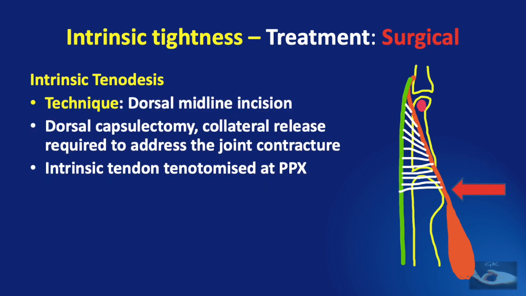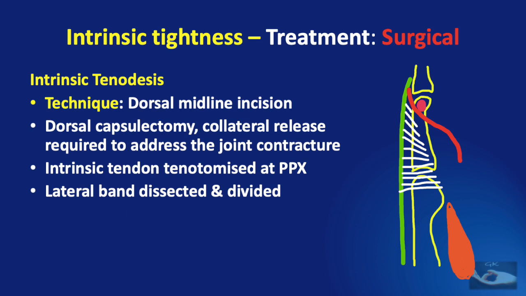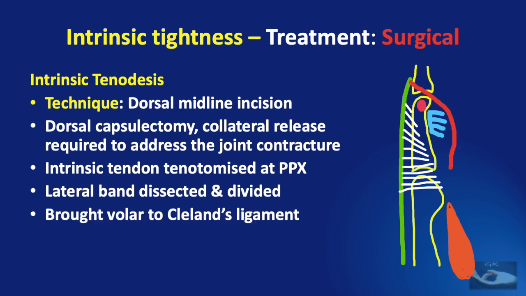So first, a dorsal capsulectomy and collateral ligament release is required to address the joint contracture, and then the tight intrinsic tendon is released proximally. The lateral band is then dissected and divided. It is brought volar to the Cleland's ligament and secured to the proximal phalanx to constitute a tenodesis.